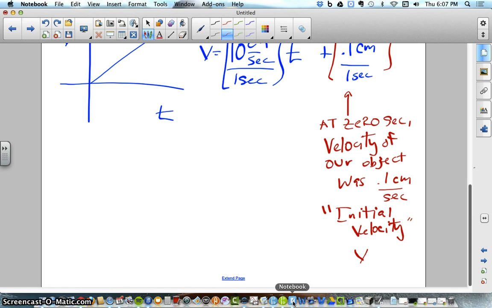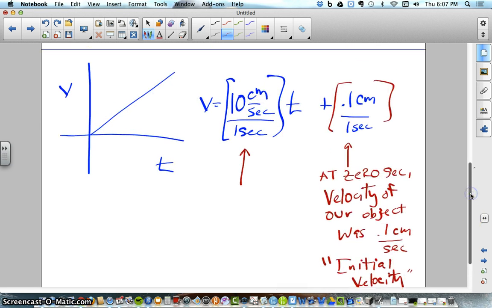And it's given a symbol v0. Okay? This term here, I wonder what that means. Well, you could say every second, our object has a specific change in velocity that occurs for every change in time.